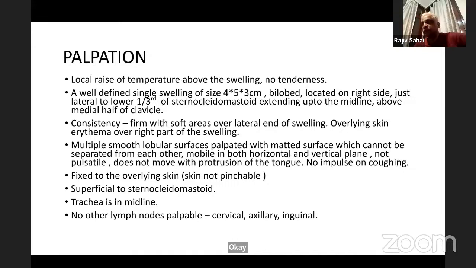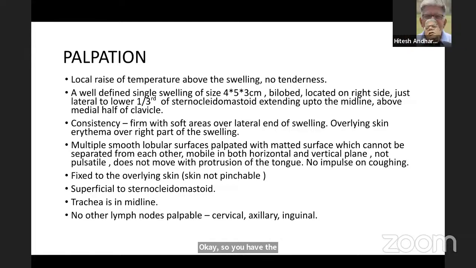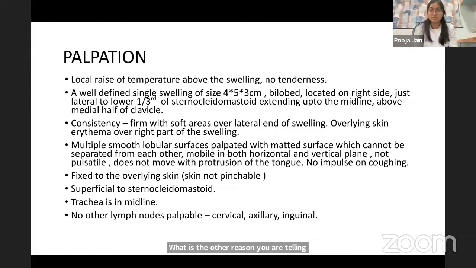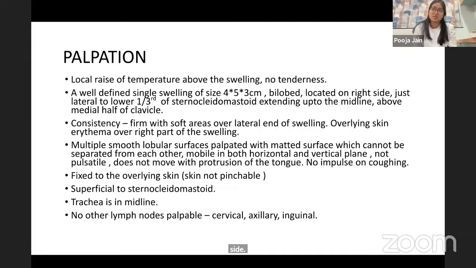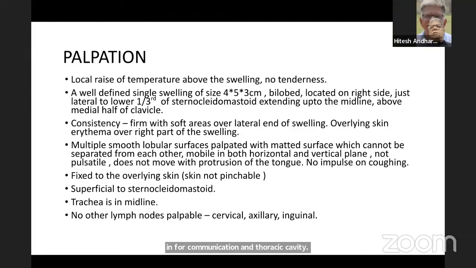What is the other reason you were telling? Sir, the other reason for asking about impulse on cough is empyema necessitans. If the patient has coughing and has empyema, there might be an impulse on coughing in the supraclavicular region on the right side. So communication with the thoracic cavity, you mean to say? Yes, sir, if the cervical lymph node communicates with the thoracic cavity. If it would have been an abscess, a cold abscess. Okay.